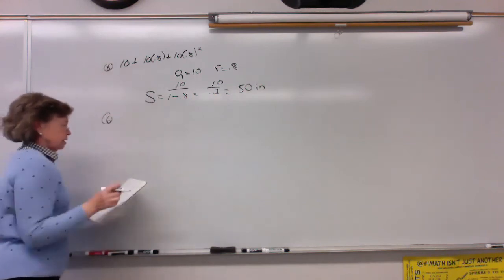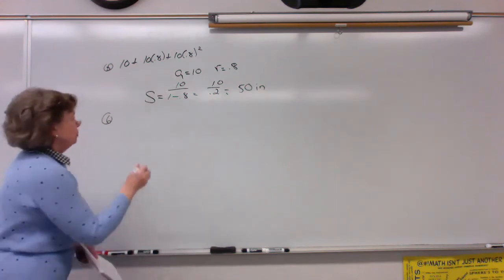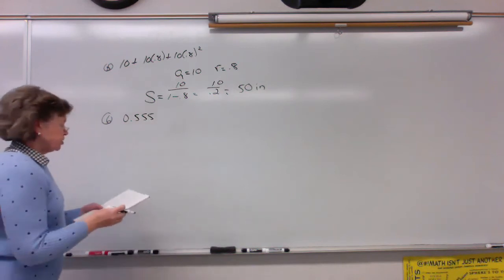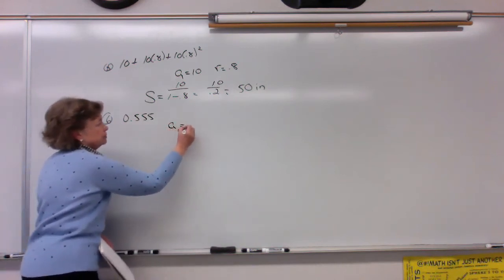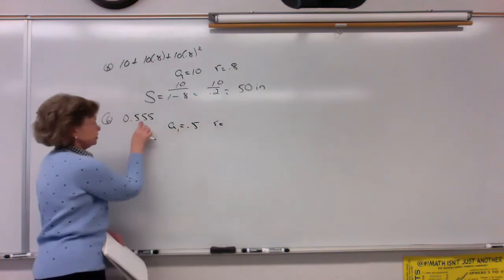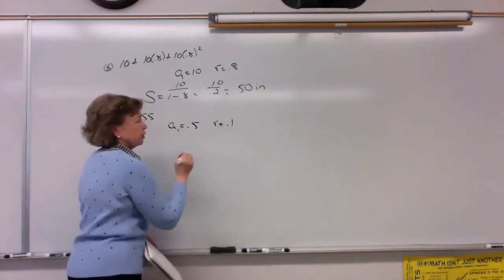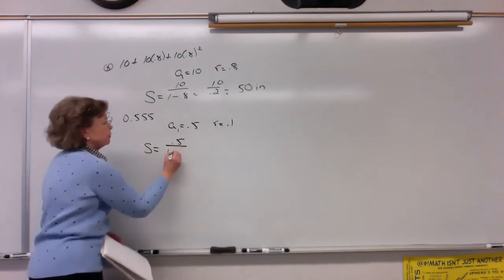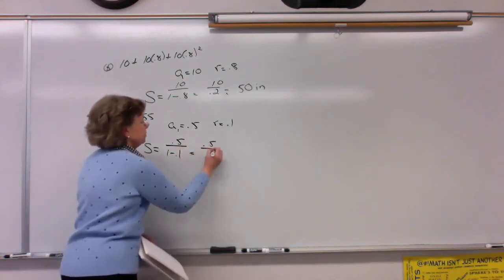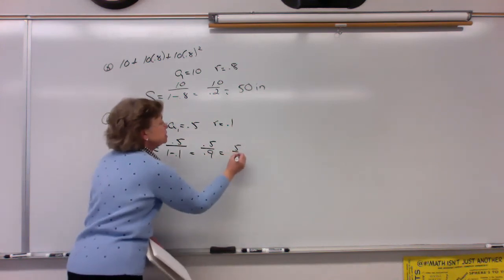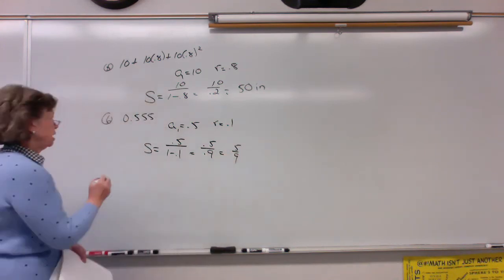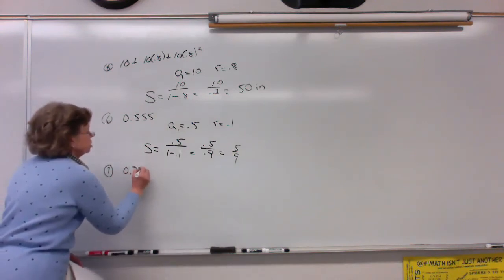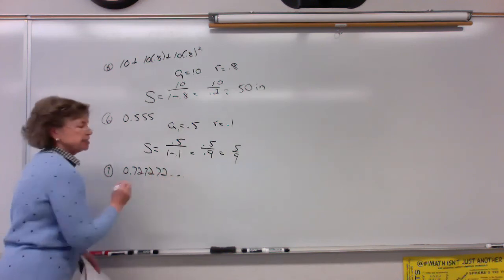Number 6 gave you a repeating decimal of 0.555. If I'm doing it as a geometric series, my first term is 0.5. My common ratio, there's only one digit that repeats, is 0.1. And so I have a sum of 0.5 divided by 1 minus 0.1, which is 0.5 divided by 0.9, which is 5/9.